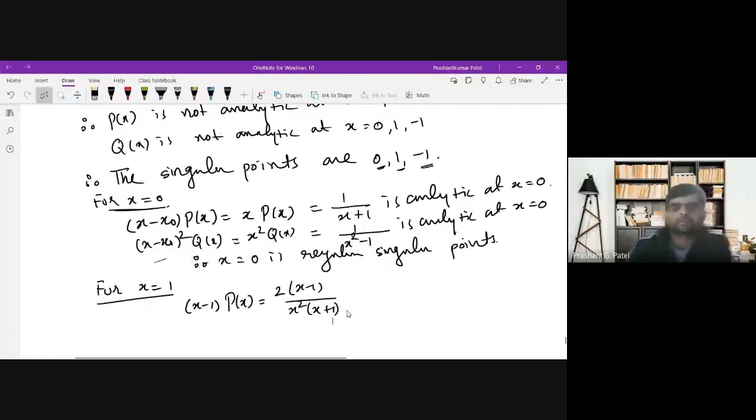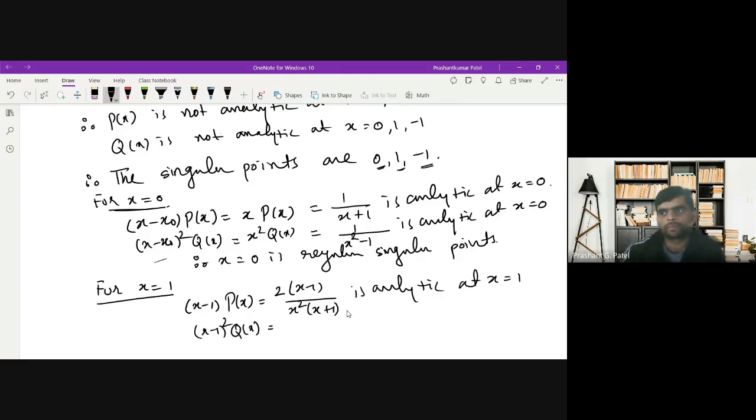Okay, so we can observe that this function, that is x minus 1 into p of x, is analytic at x is equal to 1, and x minus 1 square q of x will be 2 into x minus 1 upon x square into x plus 1, which is also analytic at x is equal to 1. So therefore x is equal to 1 is the regular singular point.